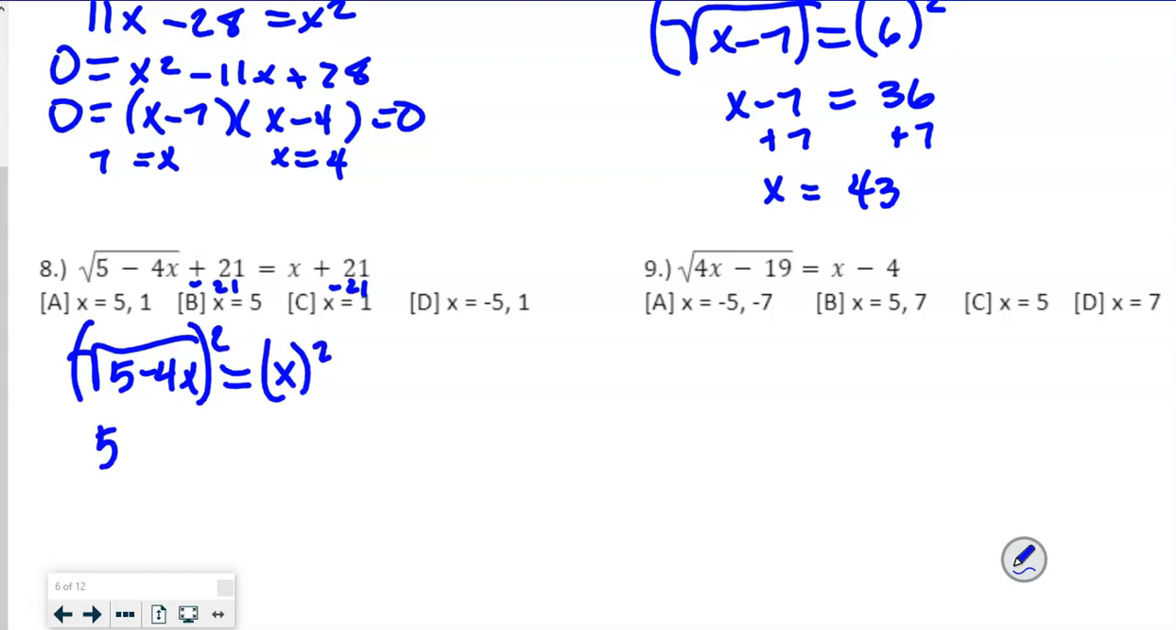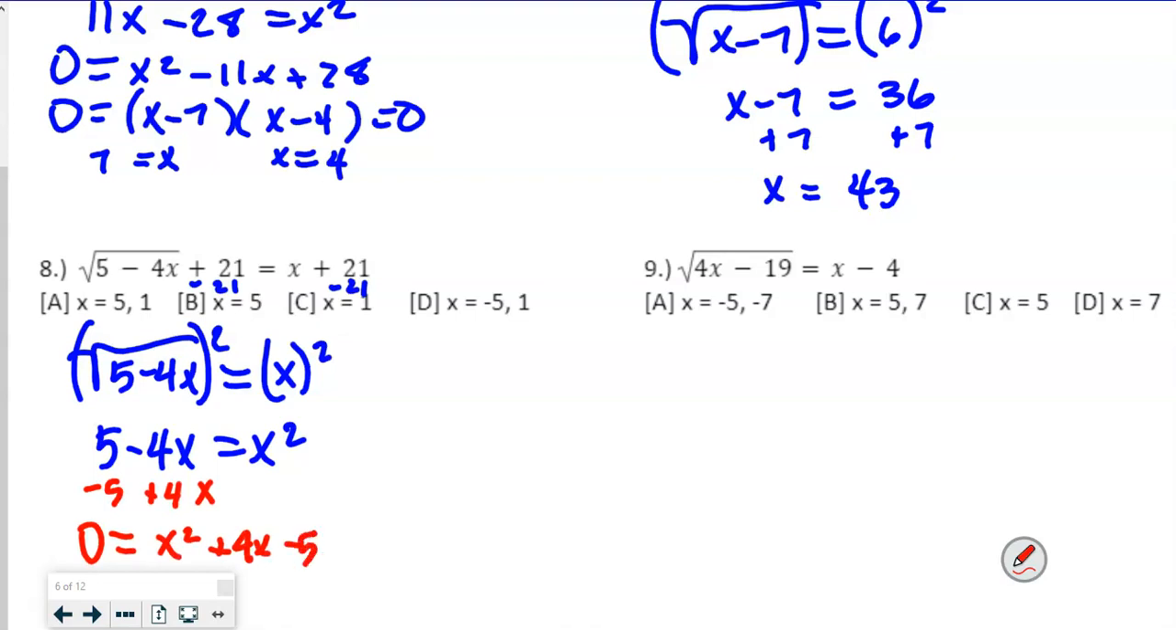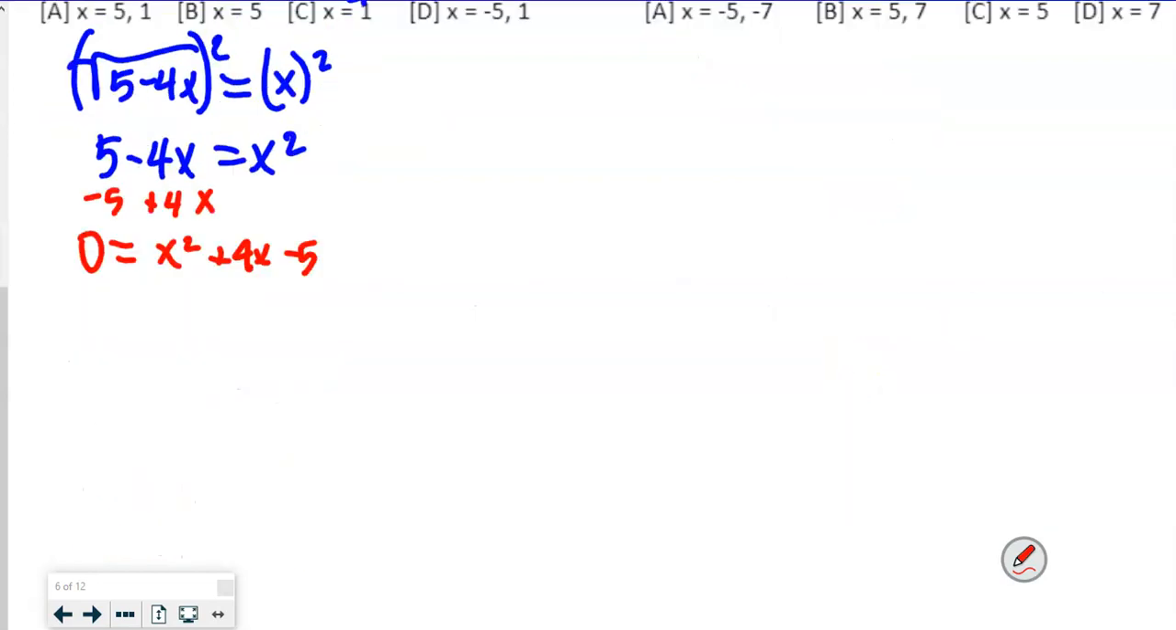So this is going to give us 5 minus 4x equals x squared. Subtract our 5 and add our 4x to both sides. That's going to give us 0 equals x squared plus 4x minus 5. So we want to find the factors of 5 that add up to be 4. So that's going to be x plus 5 and x minus 1, right?